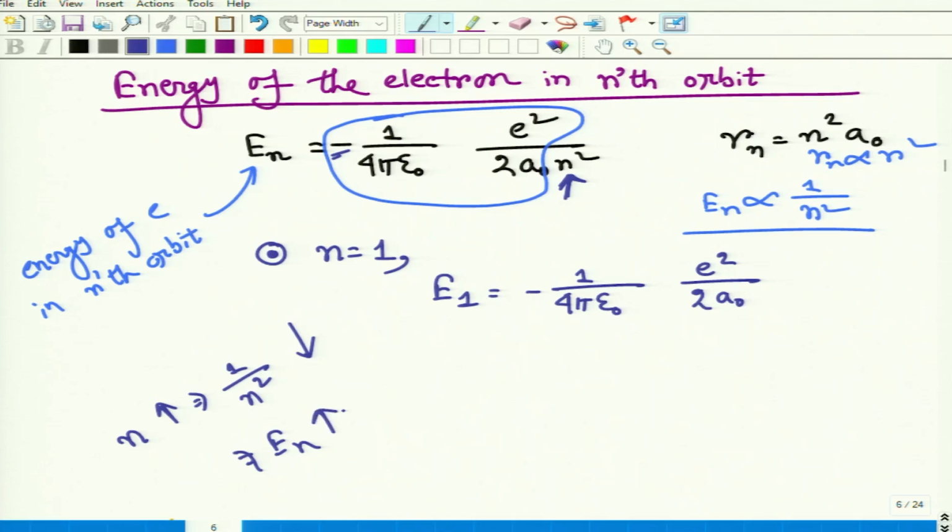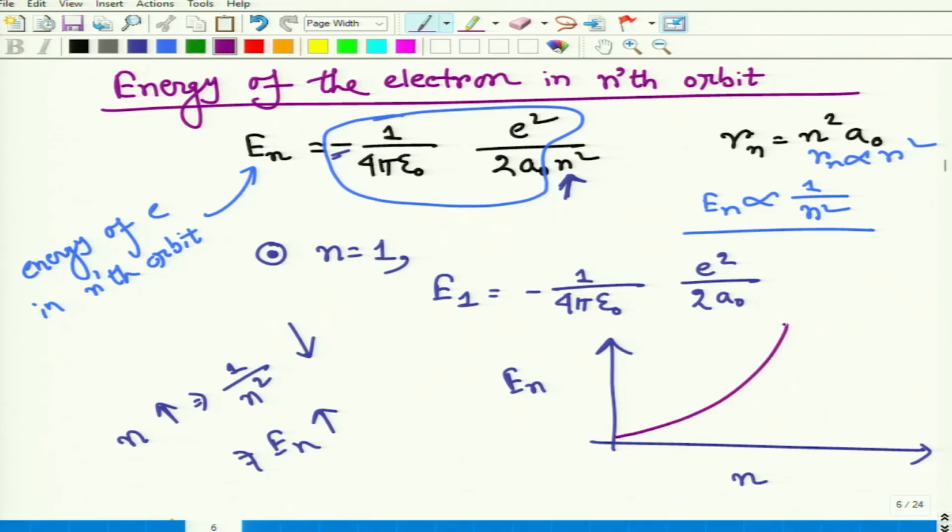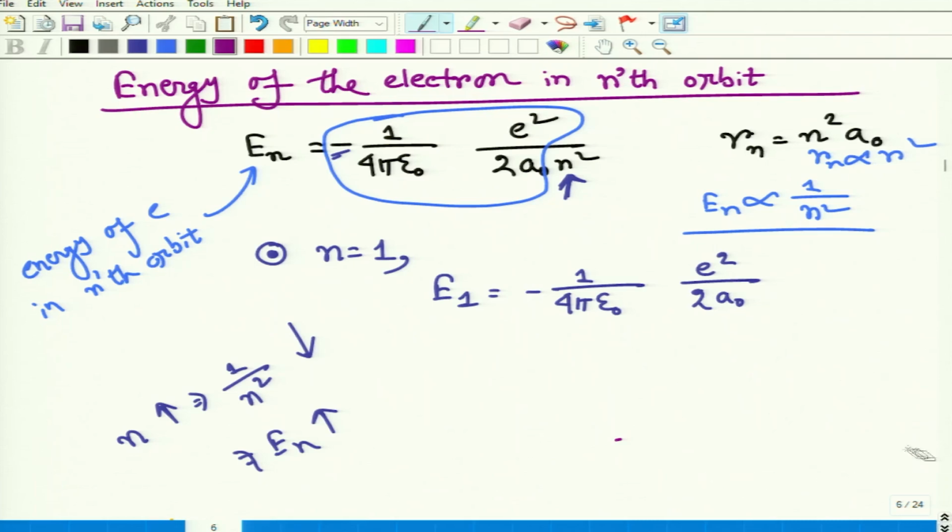So now let me erase it. From here it is clear that if n increases, as it is proportional to n to the power minus 2, if we plot En against n, then as there is a minus sign, I am not sure, but it should be exponential, right? It must not be a straight line, because n square is there, it is not linear. I am not sure about the nature of the curve, so not getting into that, but En should increase.